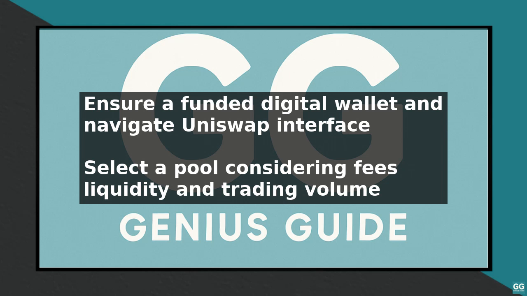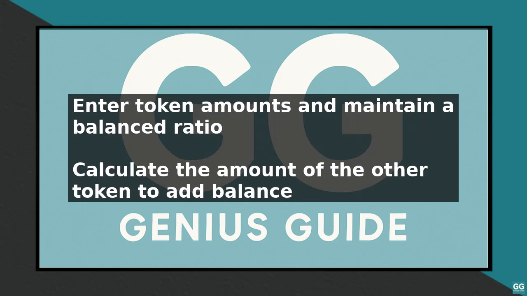After entering the amounts, review the transaction details, including the fees and the expected liquidity provider tokens you will receive. These tokens represent your share of the pool and can be used to claim your portion of the trading fees. Confirm the transaction and wait for it to be processed on the blockchain. Once the transaction is confirmed, your liquidity has been successfully added to the Uniswap pool.